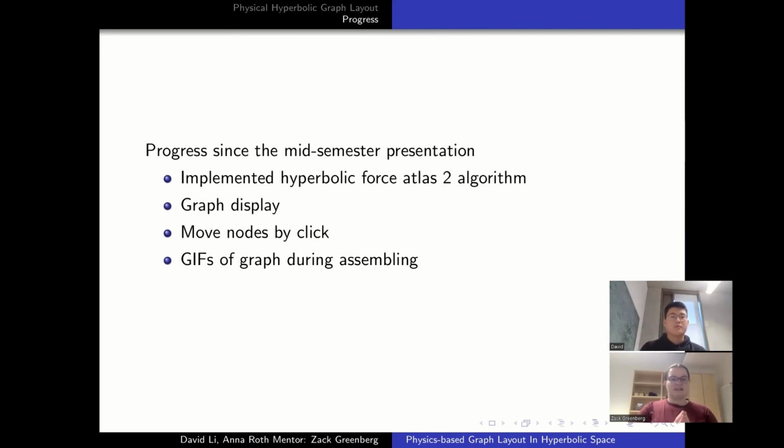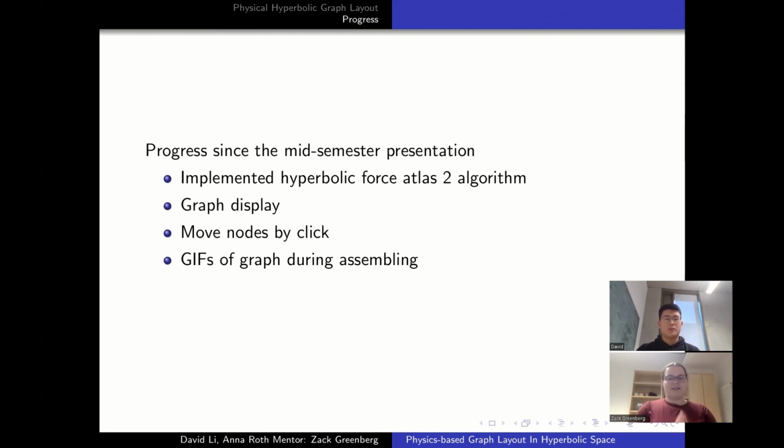So what we did since the mid-semester presentation: we implemented the hyperbolic ForceAtlas2 algorithm that calculates all the previously mentioned forces on each node and under some strategies applies them to the nodes until it hopefully reaches an equilibrium where the graph then stays. We also implemented a way to display our graphs, so you can see what the graphs look like, and you can also get GIFs of your graph during the assembling process, where you can see how the graph assembles itself on the Poincare disk towards its equilibrium.